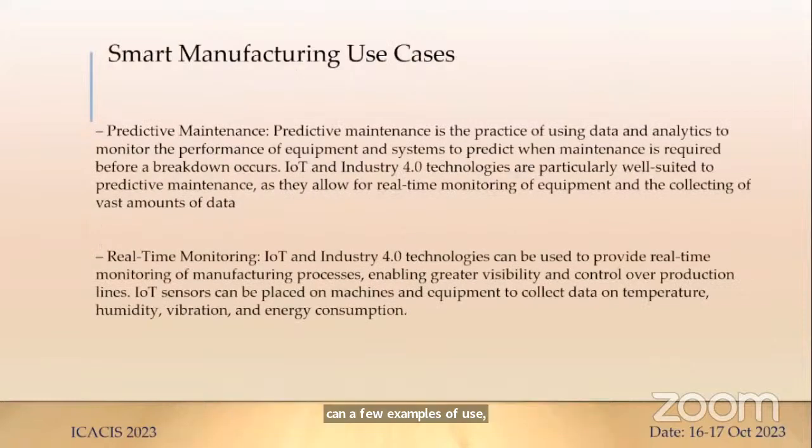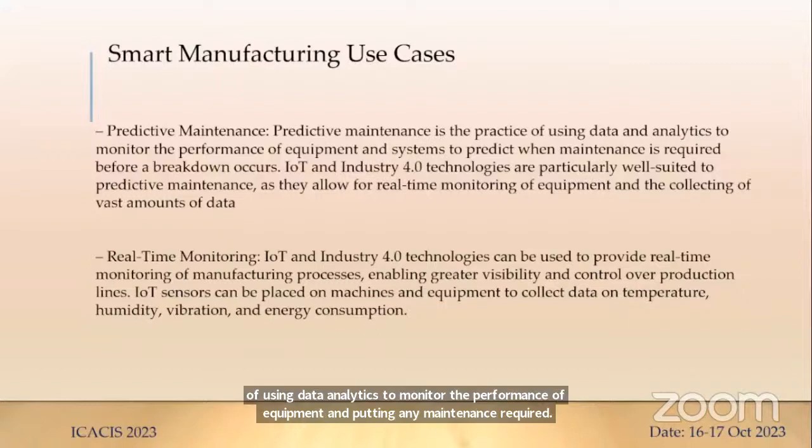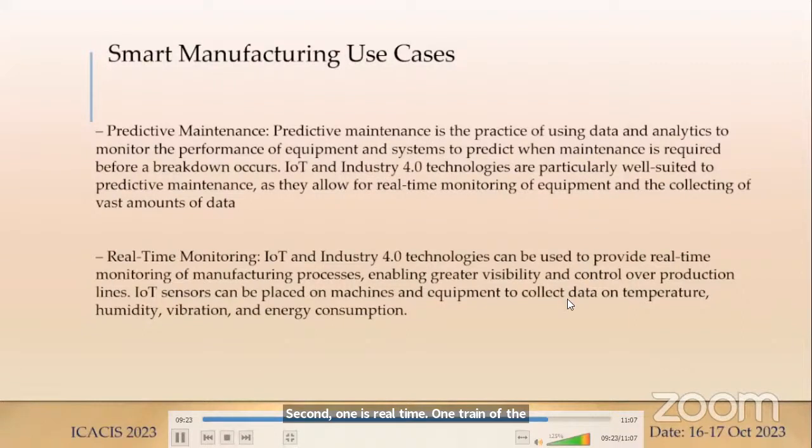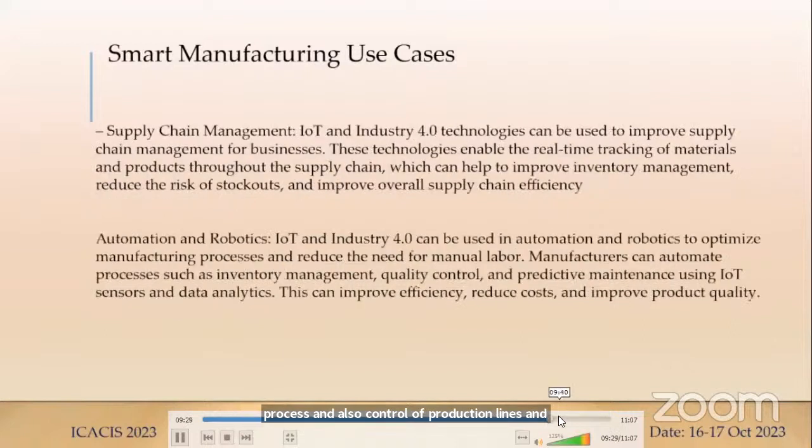Predictive maintenance, as I said before, is a practice of using data and analytics to monitor the performance of equipment and predict any maintenance required. Second one is real-time monitoring of the manufacturing process and also control of production lines, and various sensors can be used to measure temperature, humidity, vibration, and energy consumption.